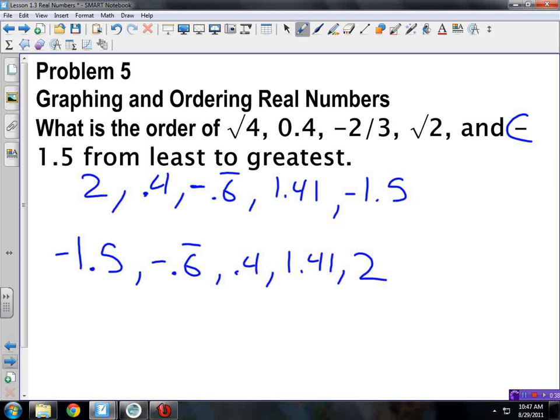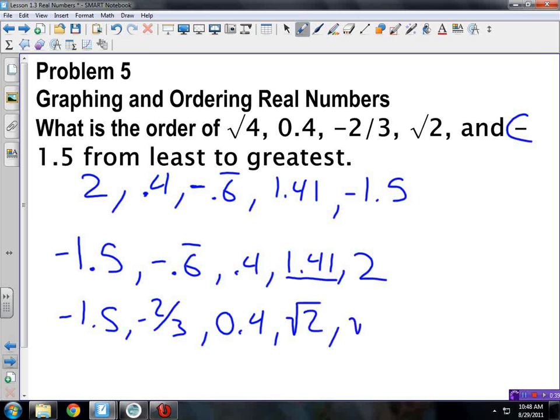This is completely right in order, but if you're taking a multiple choice test or the state test, the answer's not going to look like this. What is the answer going to have? How they had it. So negative 1.5 was negative 1.5. Negative 0.6 was negative 2/3. 0.4, they had 0.4, right? And then this one was square root of 2, and then we had square root of 4.